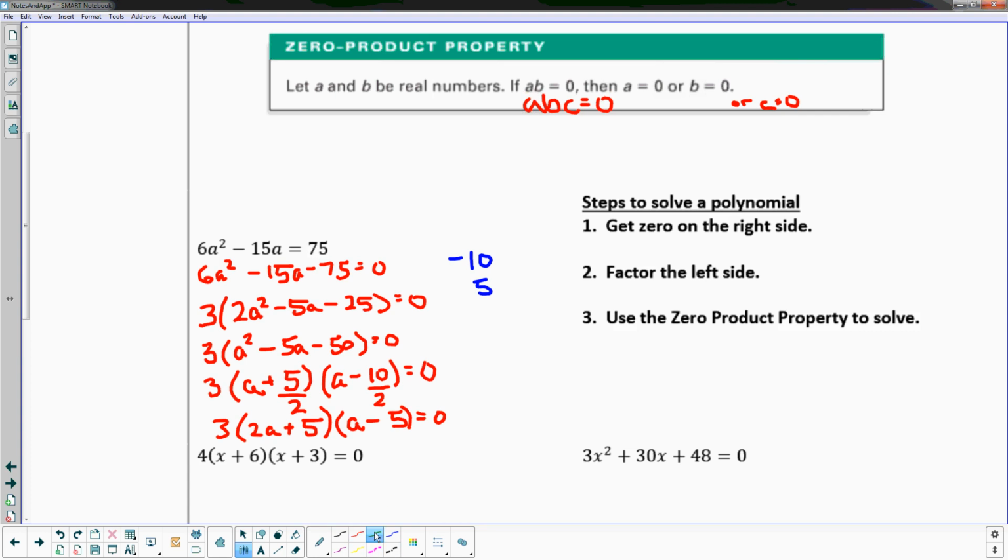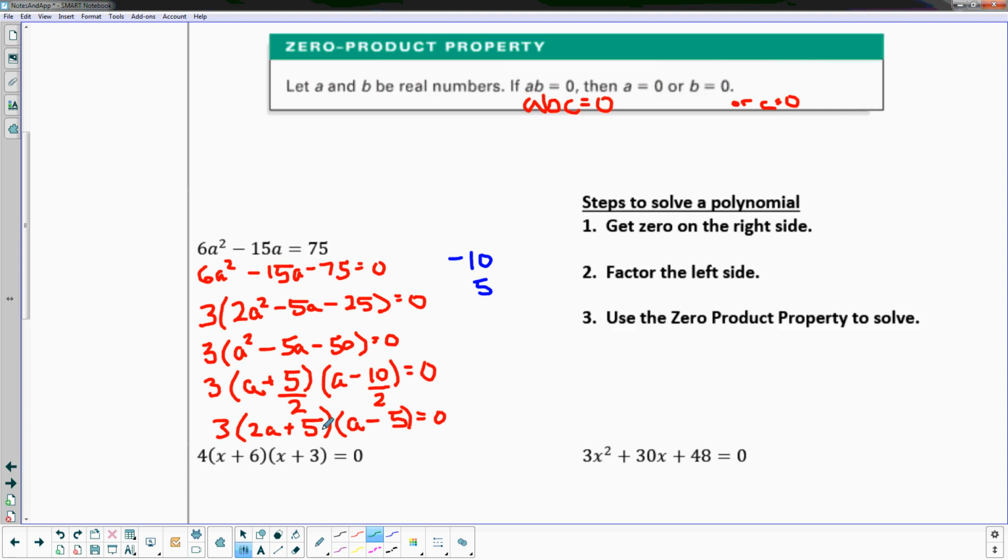So now we've factored it, but we haven't solved it. And that's, again, where the zero product property comes into play. Can I turn 3 into 0? No, I can't. There's no variable there. There's no value of a that I could plug in that's going to turn 3 into 0. So I don't worry about that.